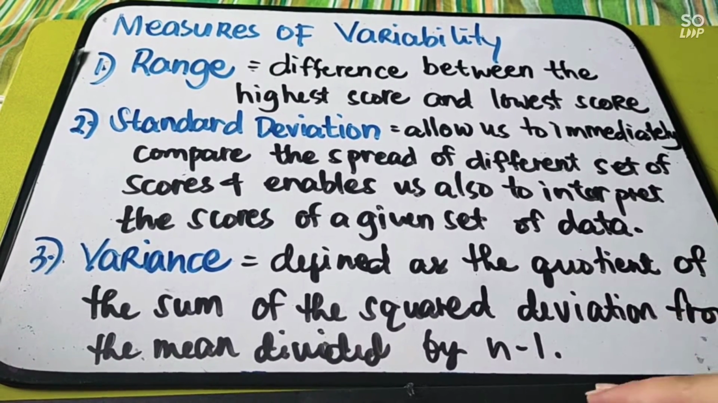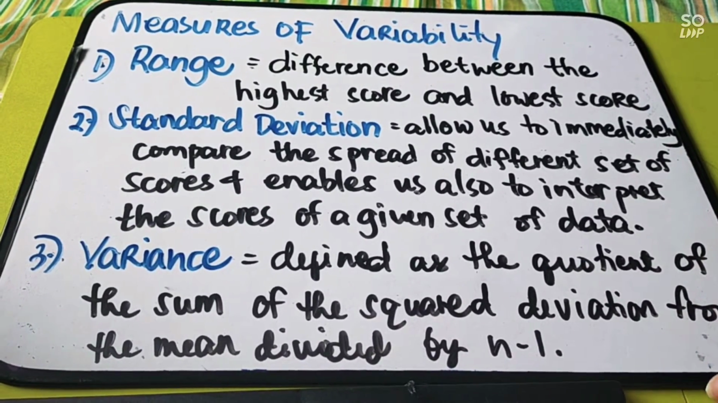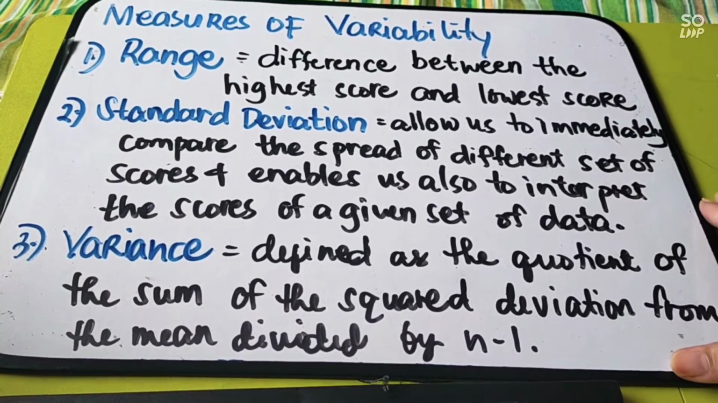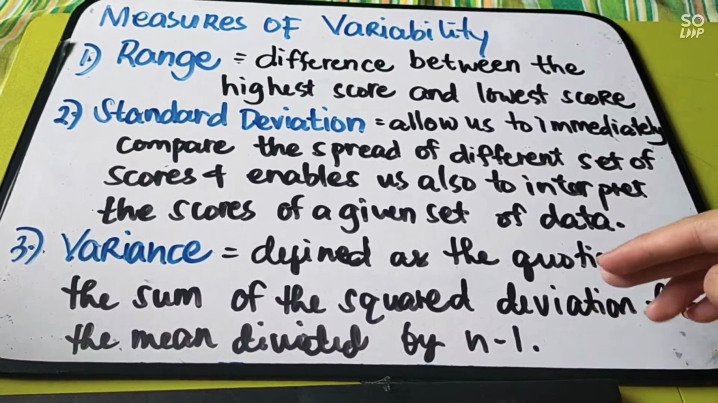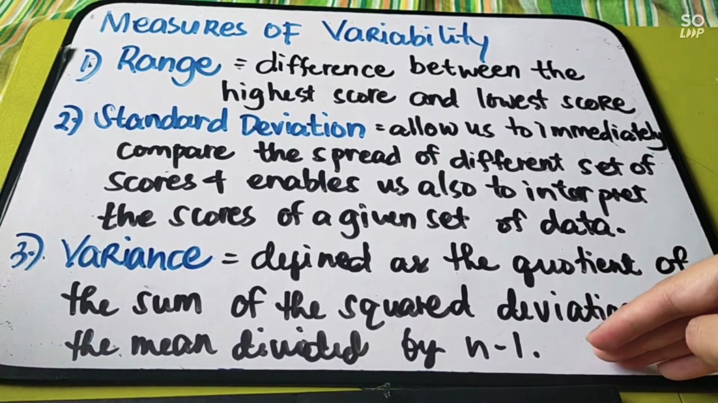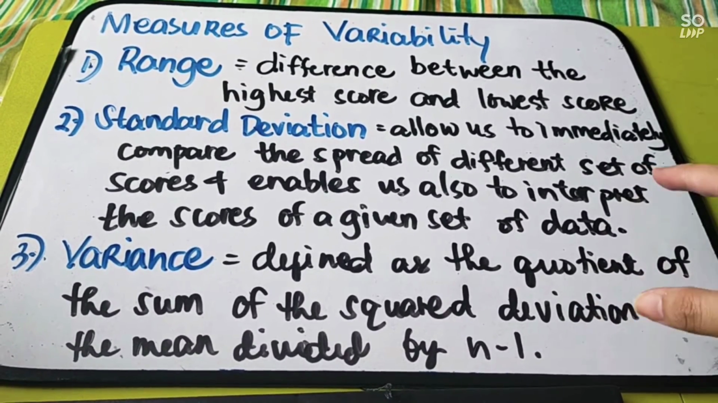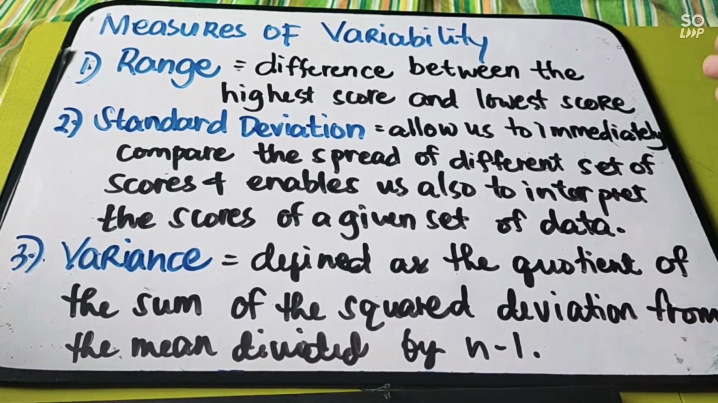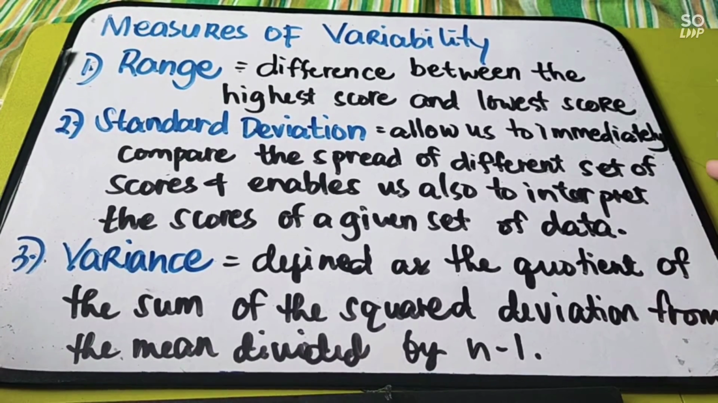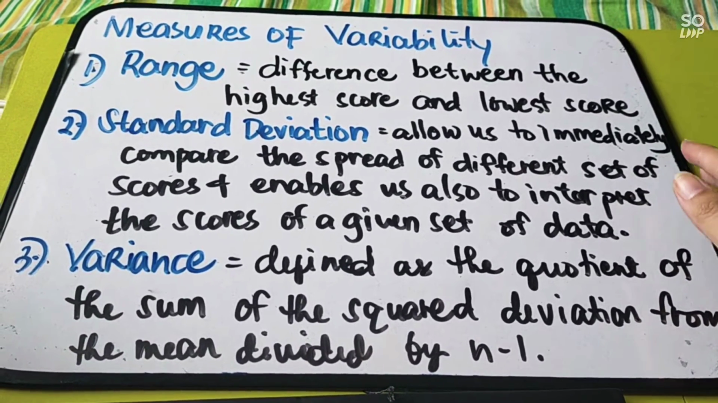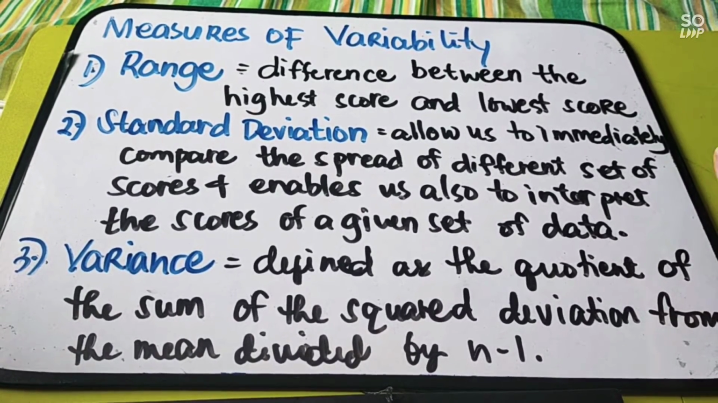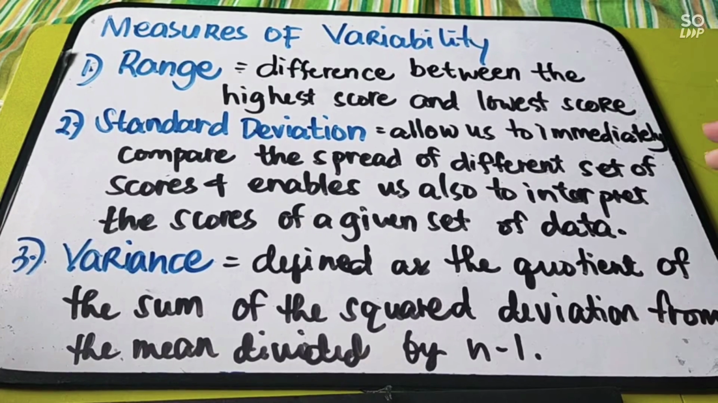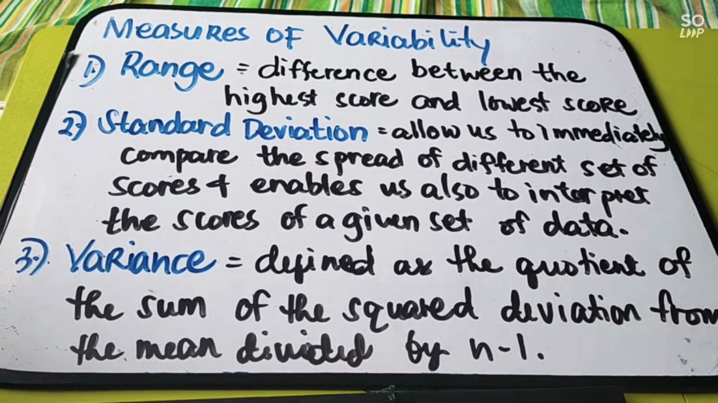Next, number 3, we have the variance. For the variance, it is defined as the quotient of the sum of the squared deviation from the mean divided by n minus 1. So, si variance, pwede mo na siyang makuha doon sa gagamitin natin na standard deviation formula. Now, let us have an example in finding the range, standard deviation, and variance.